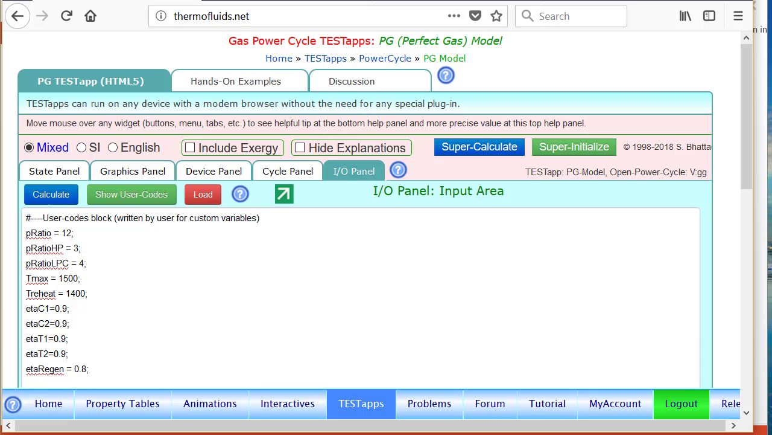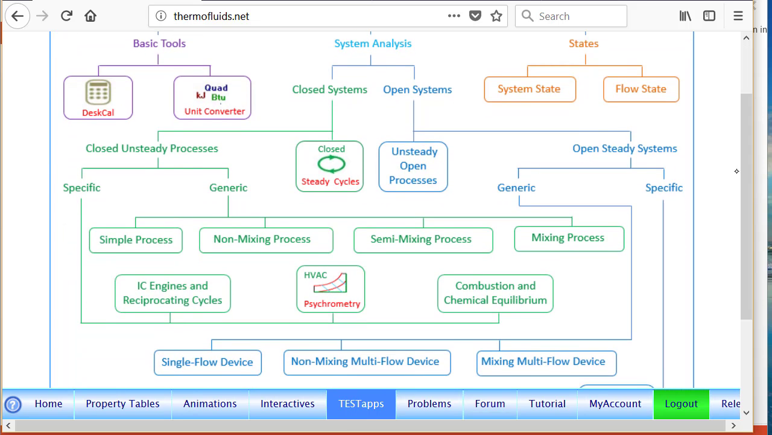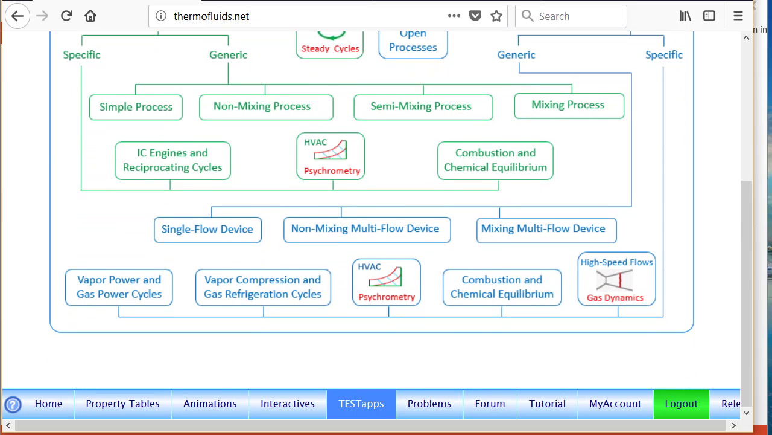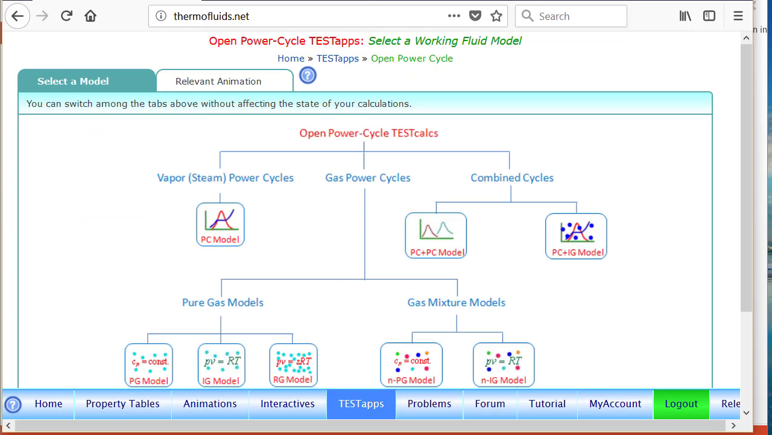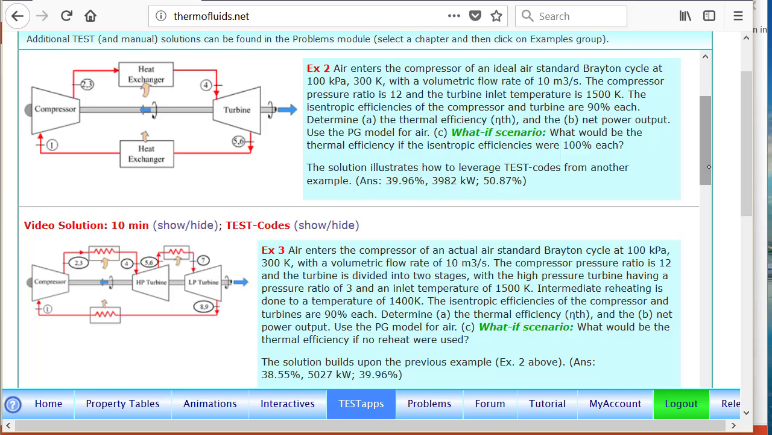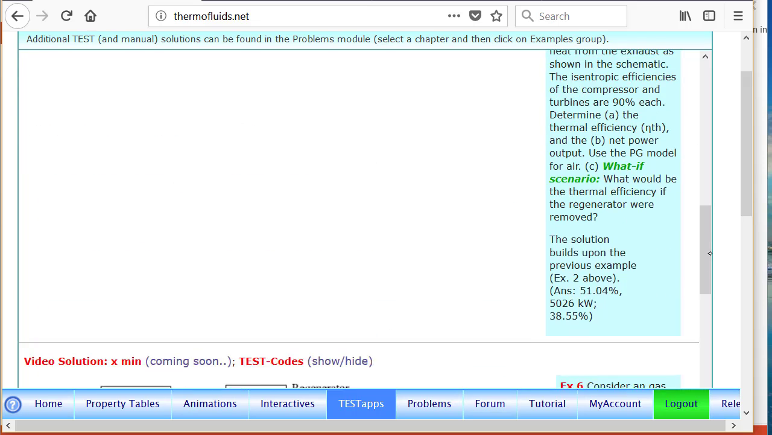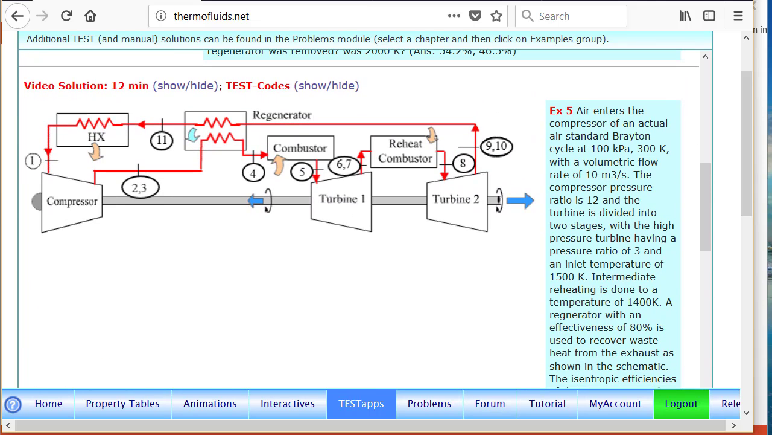So what I'll do, I'll start from the test step page, and you know that we have to launch open specific gas power cycles PG model, and that brings up lots of hands-on examples. And this particular problem with this multi-stage compression builds upon this example, example 5. So I urge you to go over this video first, and all we are going to do is to split this compressor into two compressors.